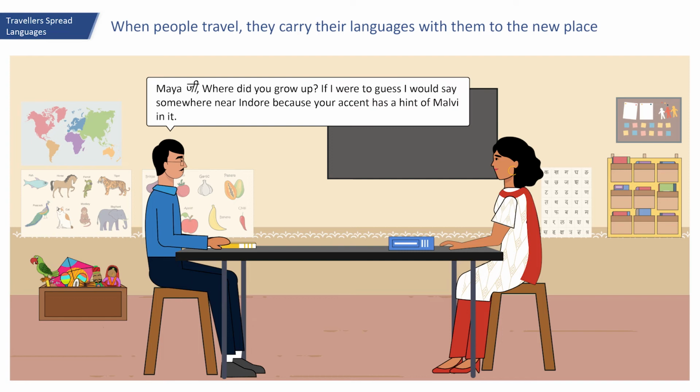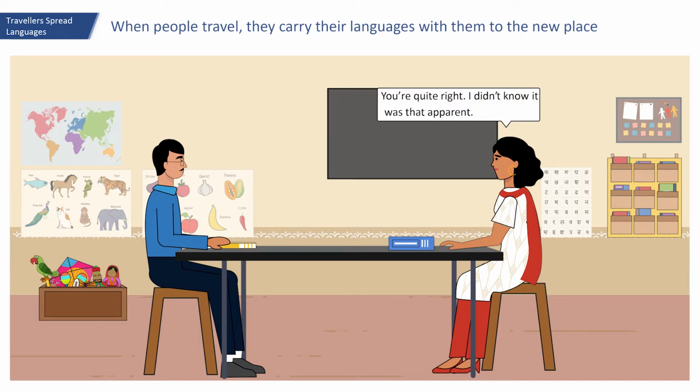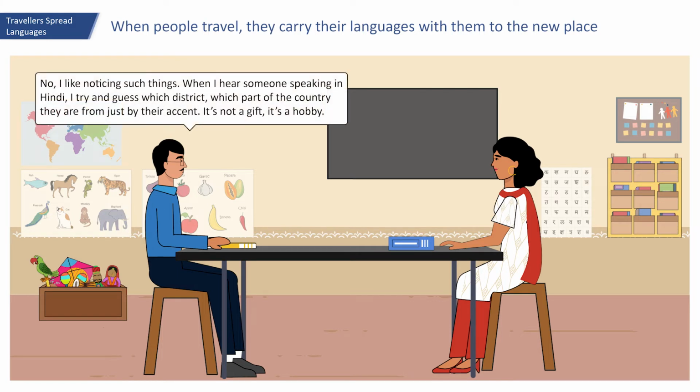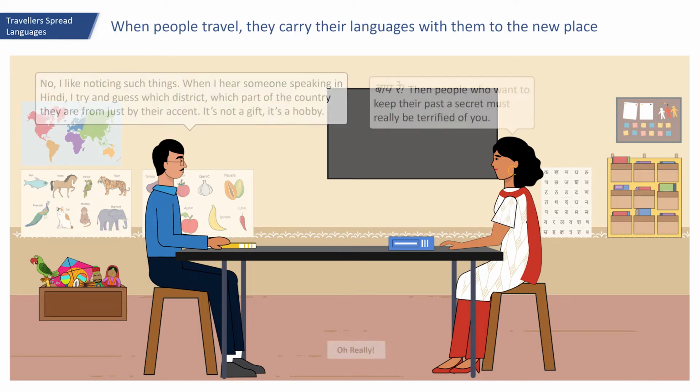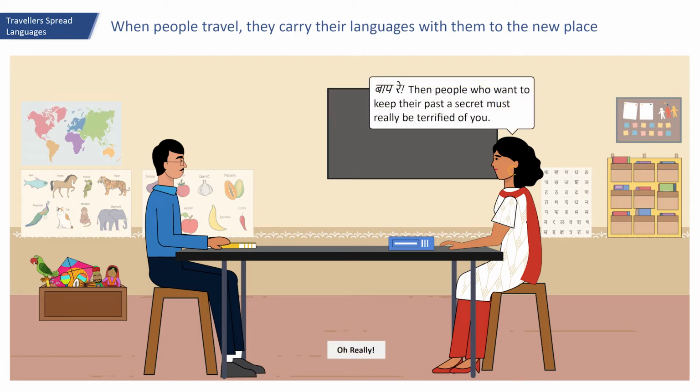Maya ji, where did you grow up? If I were to guess, I would say somewhere near Indore because your accent has a hint of Malvi in it. You're quite right. I didn't know it was that apparent. No, I like noticing such things. When I hear someone speaking in Hindi, I try and guess which district, which part of the country they're from just by their accent. It's not a gift, it's a hobby. Bapre, then people who want to keep their past a secret must really be terrified of you.